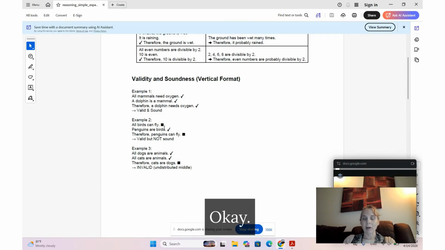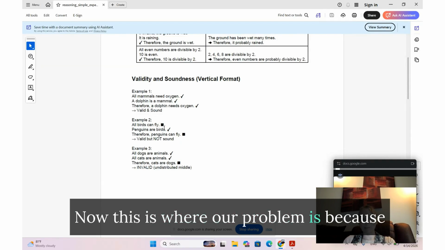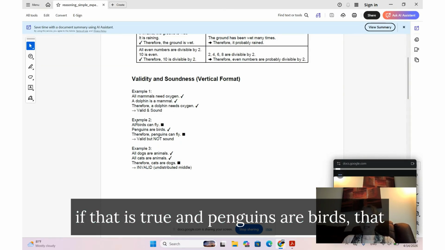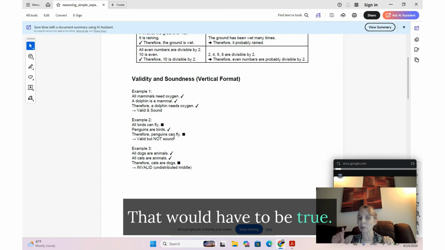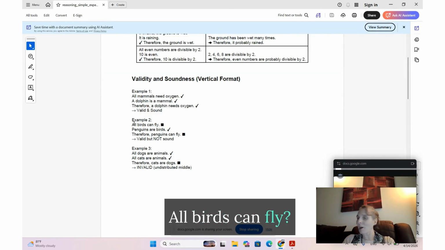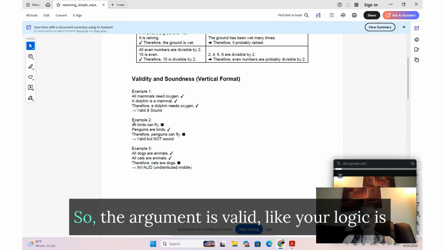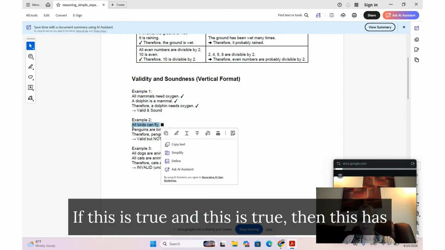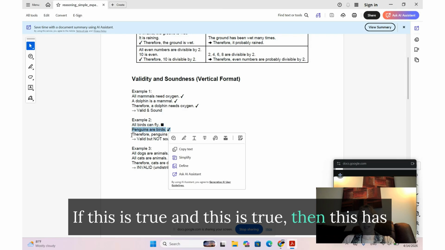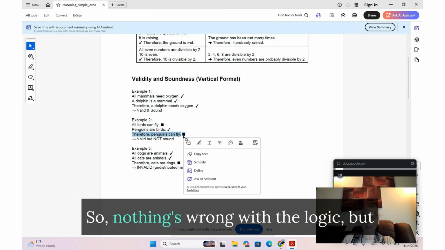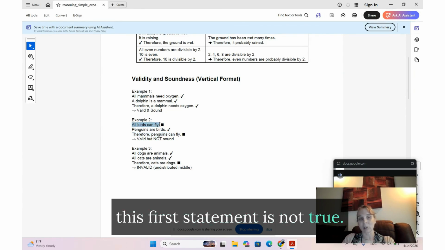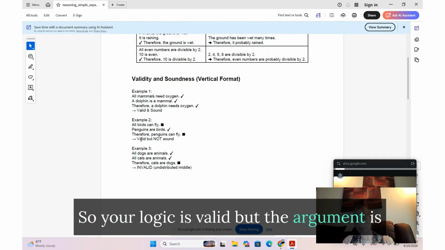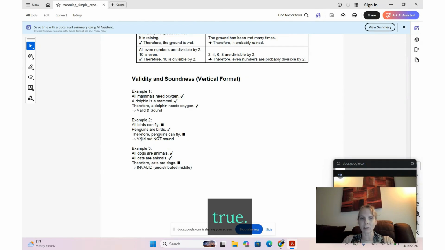All birds can fly. Okay, now this is where our problem is, because if that is true and penguins are birds, that is true. Therefore, penguins can fly. That would have to be true. But what's the problem here? All birds can fly? No, they can't. So the argument is valid, like your logic is valid. If this is true and this is true, then this has to be true. So nothing's wrong with the logic, but something's wrong with the information. This first statement is not true. So your logic is valid, but the argument is not sound because your information is not true.